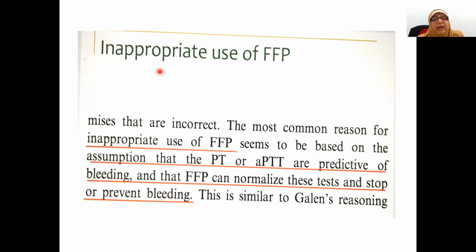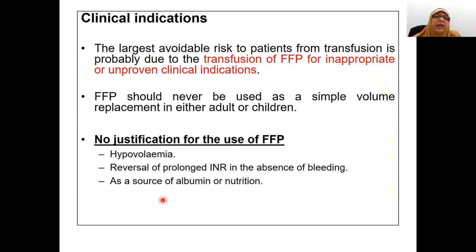Studies have also looked at the utilization of blood and blood products. They have noted inappropriate use of FFP, based on the assumption that PT and APTT are predictive of bleeding. So FFP is given to normalize this test with the hope that it will prevent bleeding, right? Some people also use it in hypovolemic states, to reverse a prolonged INR without bleeding, or as a source of albumin or nutrient. We have albumin concentrate, so you need to use that.